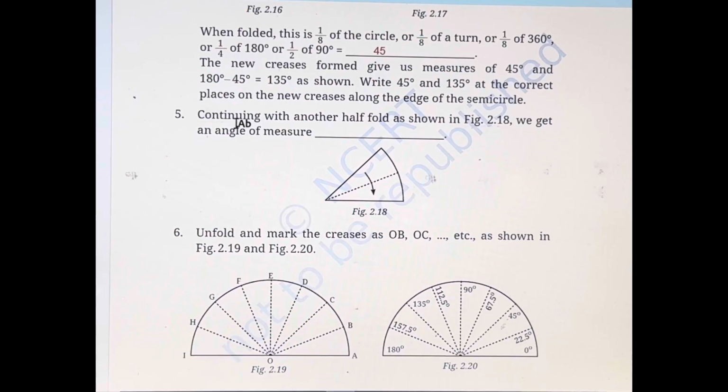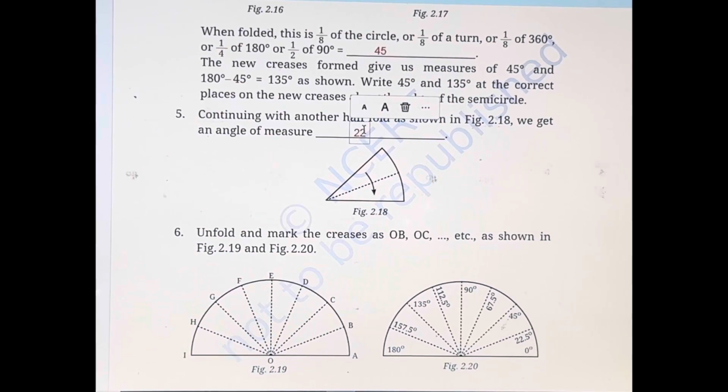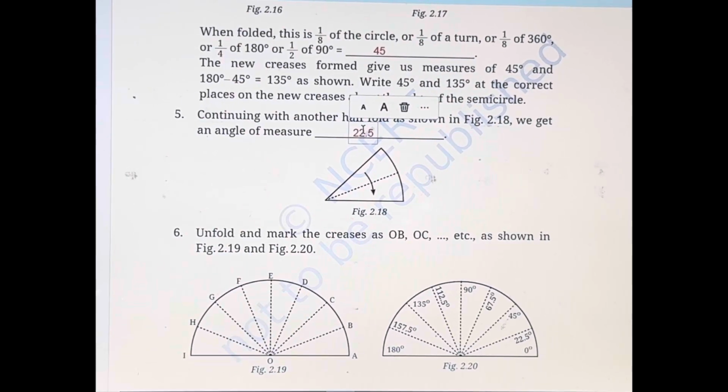Now we will again continue with another half fold as shown in the figure. So this is the half. So we get an angle of measure. Now what is half of 45? This is two parts. So half of 45 will be 22.5. So now you can mark all the angles over here.